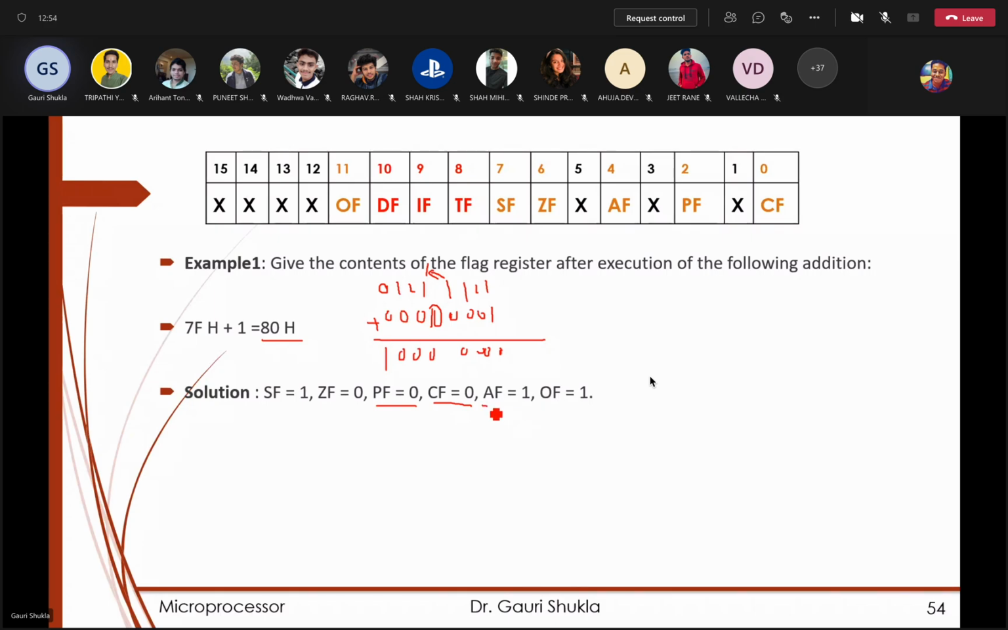Okay, hence my auxiliary flag is 1. I'm doing 8-bit addition. Please remember that. So is my answer 0? No. So my zero flag is 0. Okay. What about sign? SF, sign flag? It will be 1 because it just copies the MSB of the result.